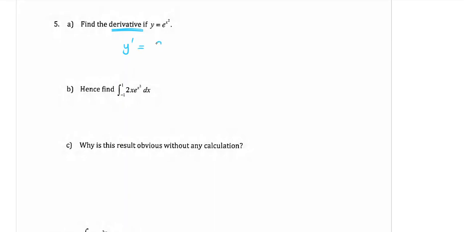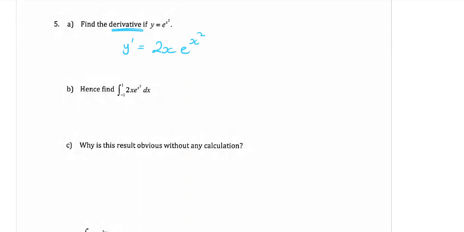2x. So 2x comes down to the front. Then I have e to the x squared that stays. Okay? Part B, hence. And when you see the word hence, it means that you're meant to use what you've just discovered to help you do this next part.